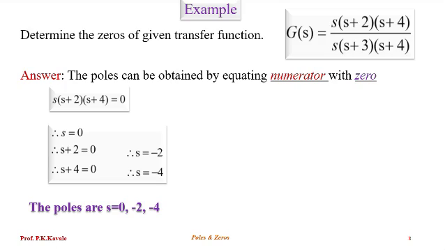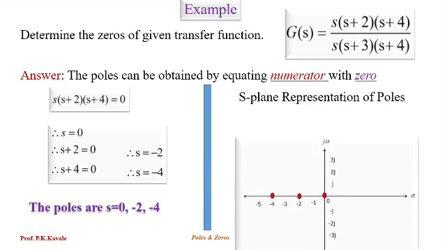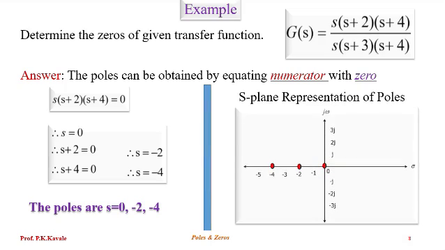Okay. Now we'll plot on the graph. Zeros are represented by circles. So what is the first zero? 0. What is the second zero? Minus 2. What is the third zero? Minus 4. So they are represented by circles on the S-plane.